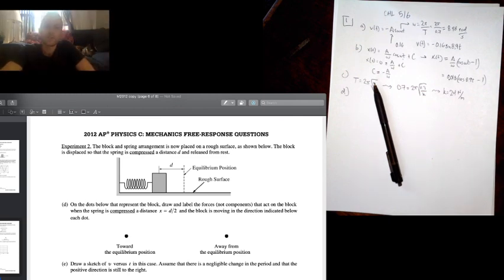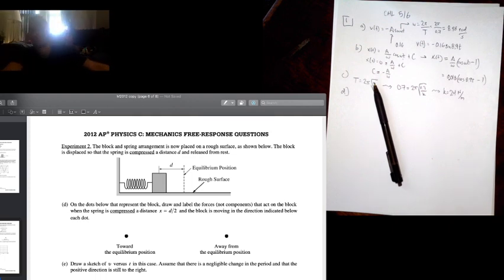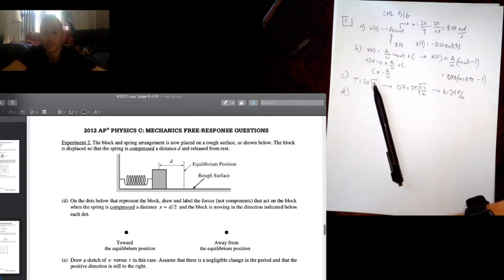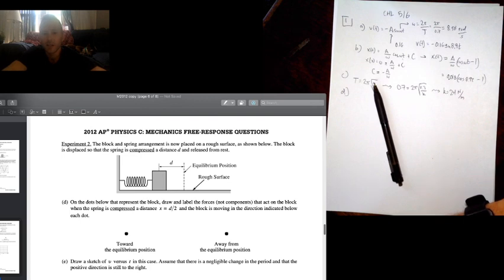Okay, the block and spring arrangement is now placed on a rough surface. The block is displaced so that the spring is compressed a distance d and released from rest. On the dots below that represent the block, draw and label the forces, not components, that act on the block when the spring is compressed a distance d over 2, and the block is moving in the direction indicated by each dot.